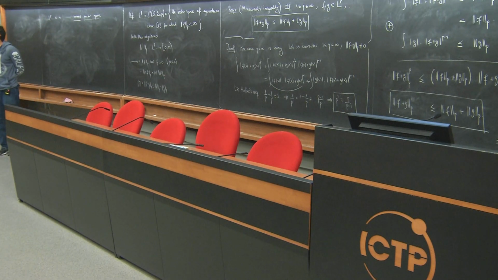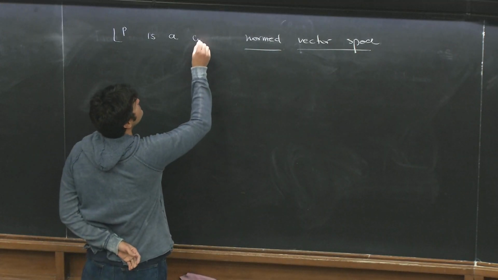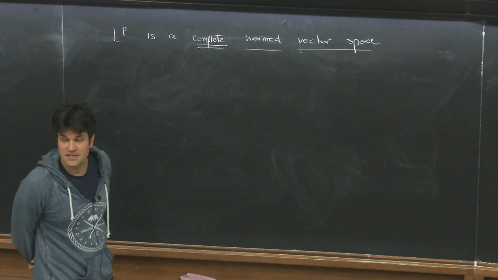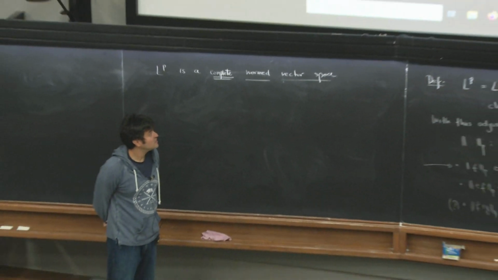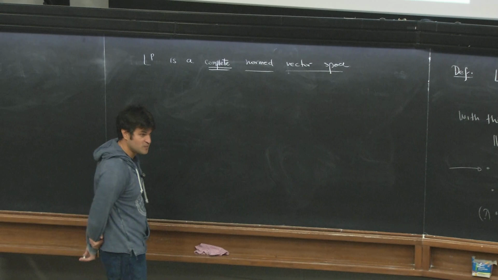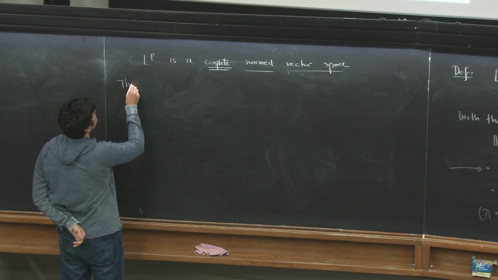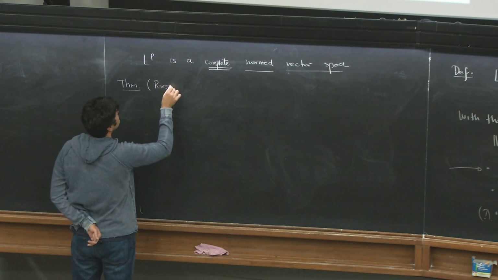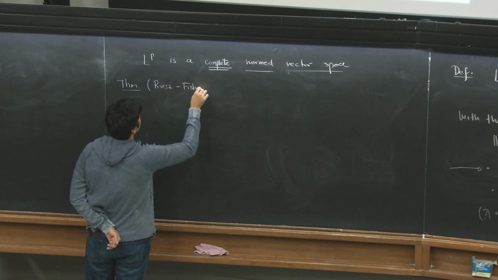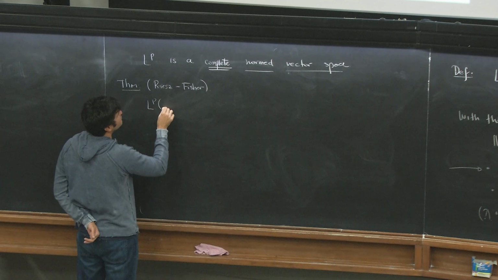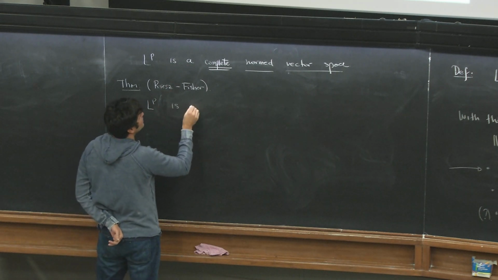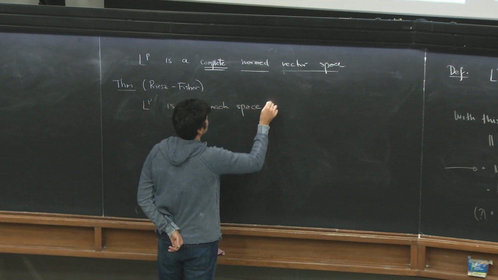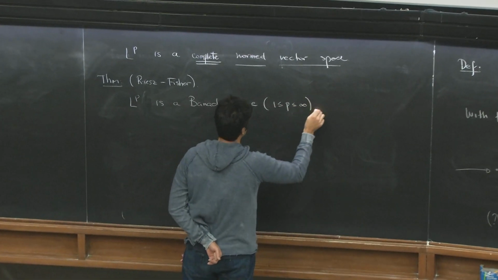Okay? And now we are going to prove that the space is what we call complete. This is what's called a Banach space. It's a complete normed vector space. So this is the theorem that we prove next, sometimes known as the Riesz-Fischer theorem, which is L^p is a Banach space. And here 1 is less than or equal to p less than or equal to infinity.